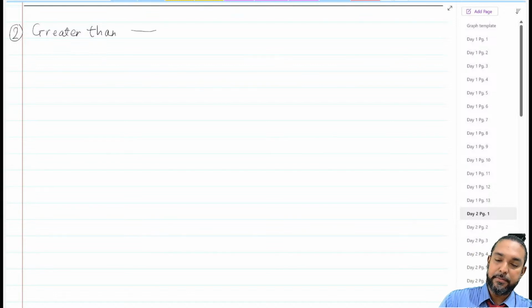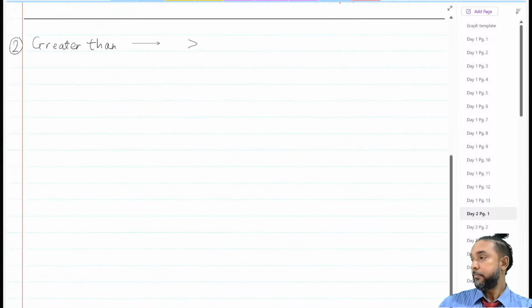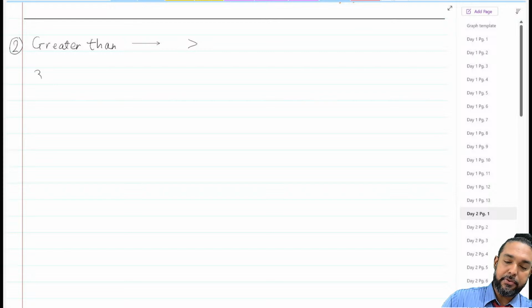All right, so of course the symbol for this is just a horizontal flip of the same less than sign. It's the same symbol just turned around, right? So if I put a 3 and a 2, what would go in the middle? The English would be 3 is greater than 2.